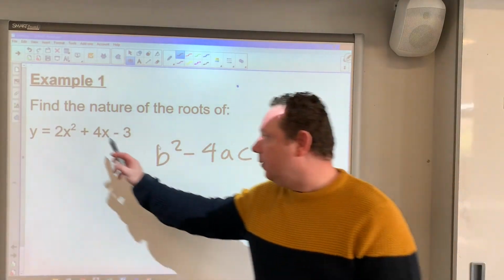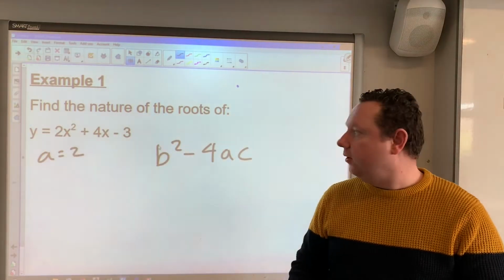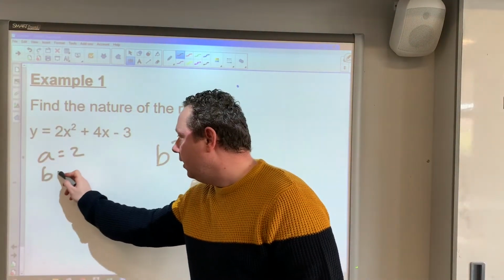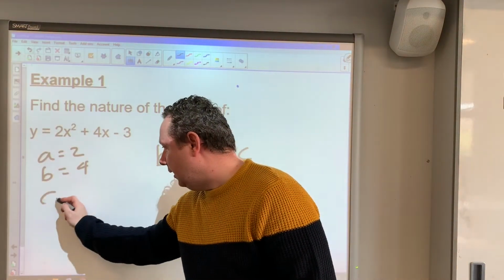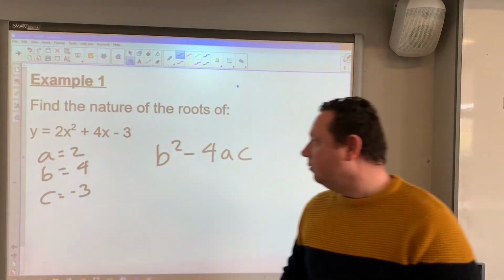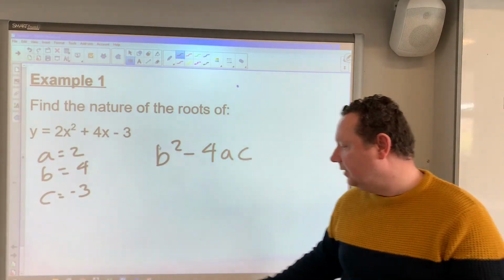So a is the number in front of x squared, so a equals 2. B is the number in front of the x, so b equals 4 in this case, and c is the final number on its own, so c equals minus 3. So I'm just going to substitute my 2, my 4, and my minus 3 into this, okay, and see what we get.